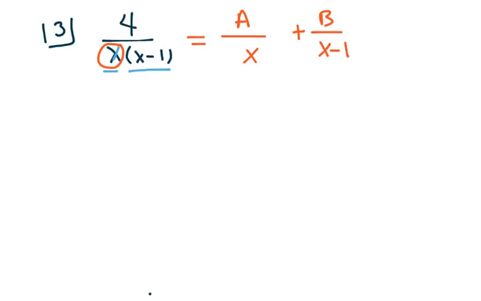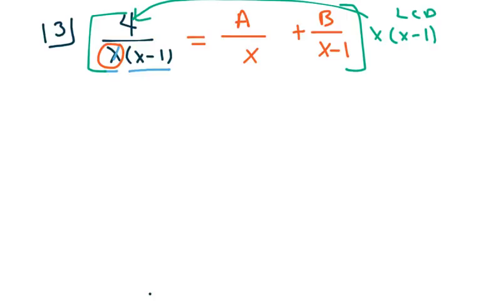So by doing that, what I'm doing is multiplying by my LCD. My LCD is the least common denominator, which in this case is x times x minus 1. Now we're multiplying this by 3 pieces. We're multiplying it by the first, and by this term, and by this.